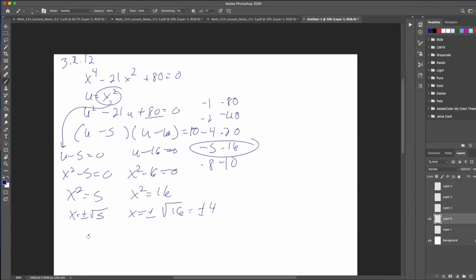And so you just list them out. So plus or minus square root of 5, plus 4. You don't need the plus. -4. And there you go.